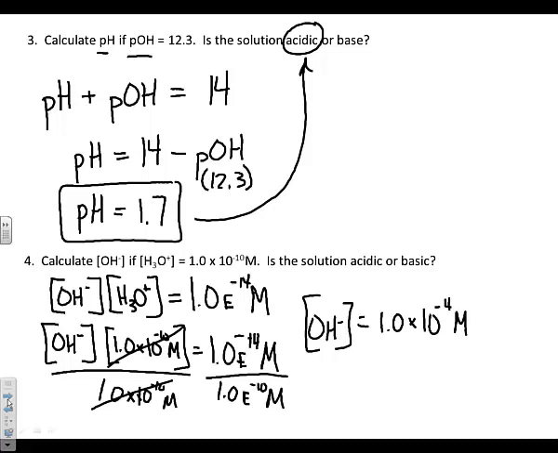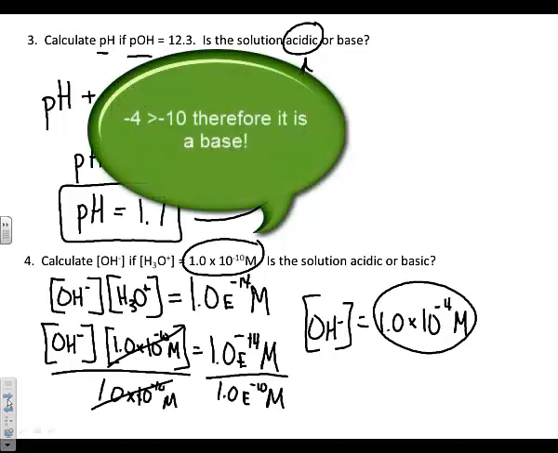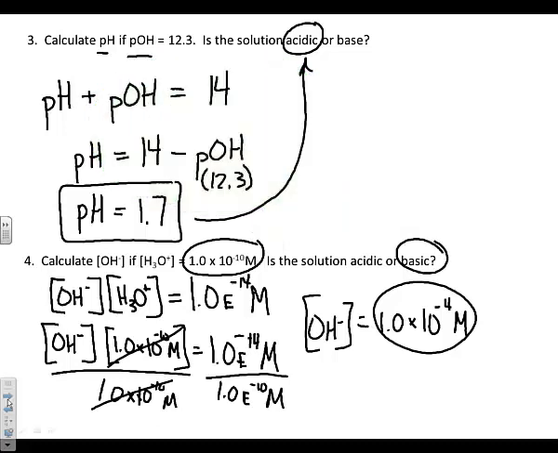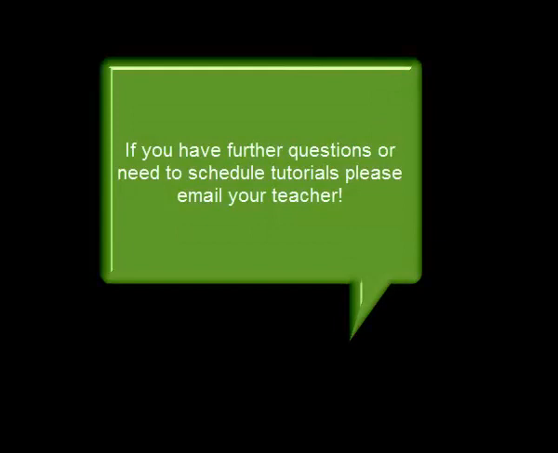So now we go back to comparing hydroniums and hydroxides again. Just look at the exponents. Hydroxide is negative 4, hydronium is negative 10, so is this going to be an acid or a base? Well, hydroxide is bigger, so it's going to be a base. Remember, negative 4 is bigger than negative 10. Yeah, smaller negative exponent means a bigger number. Okay. We got a jelly, hey, hey, hey.